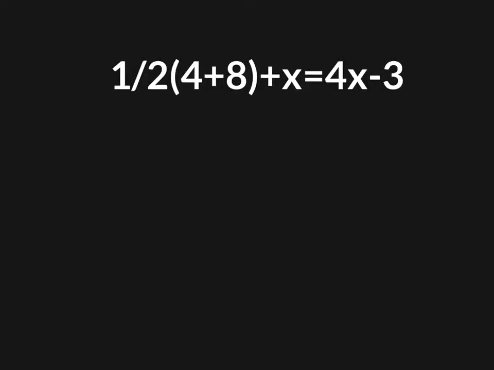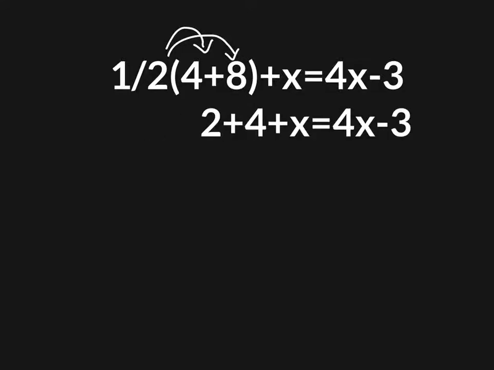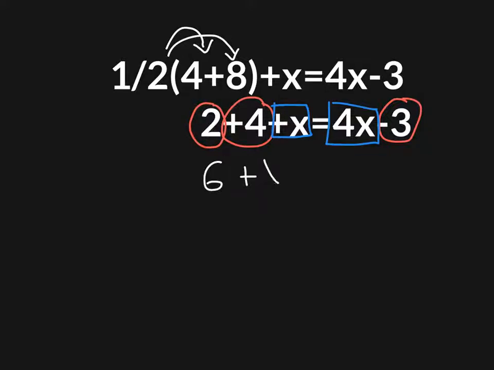The first step is distributive property. 1/2 times 4 equals 2, and 1/2 times 8 equals 4. Then you would write the rest of the problem. The next step is combine like terms. So you would box the variables and circle the constants. Once you would do that, you would go onward. 4 plus 2 equals 6. Then you would write the rest of the problem because you can't combine like terms on the next side.